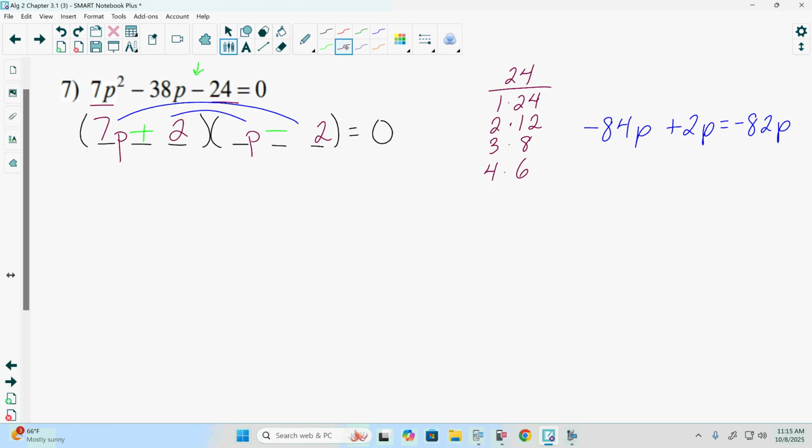What we can do next is we can switch the 2 and 12 and try again. 7p times negative 2. 7 times negative 2 is going to be negative 14p. 12 times p is going to be plus 12p. And negative 14 plus 12 is going to be negative 2p. So that did not give us the middle term that we wanted. What can we try next? 4 and 6.